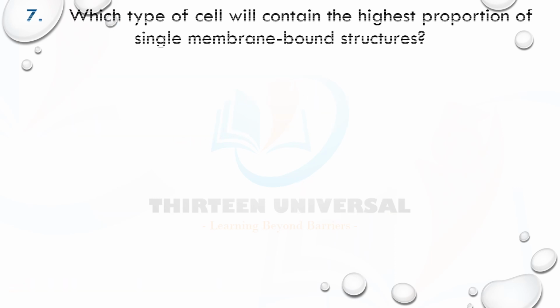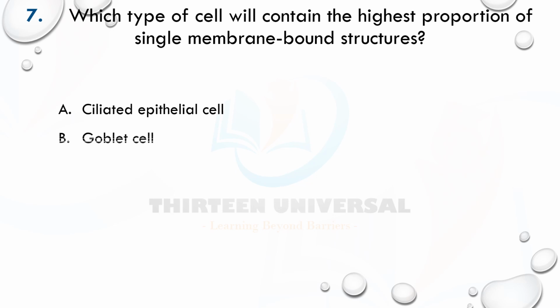Okay, all right. Which type of cell will contain the highest proportion of single membrane bound structure? Now let's see. Single membrane bound structure, let's examine it. Ciliated epithelium. All right, ciliated epithelium contains cilia that beat rhythmically, so it will require a lot of energy, so it will have more mitochondria. Mitochondria are not single membrane bound, they are double membrane bound. So A is wrong.